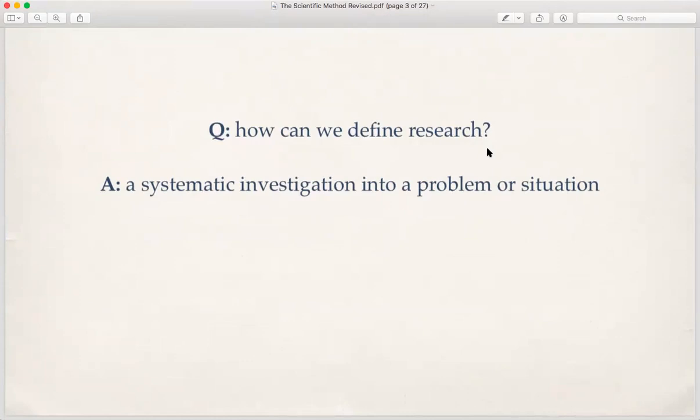We're going to be defining things. And one definition of research that you can give is that it's a systematic investigation into a problem or a situation. And the key word here is systematic. The entire idea of separating research from just searching on Google or doing your own informal investigation into a topic is the idea that you are being systematic about it.